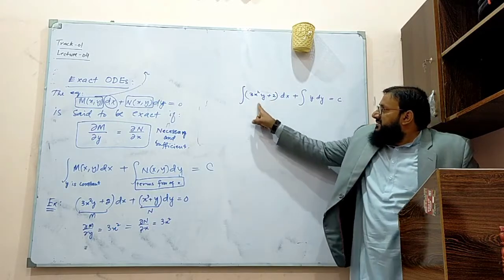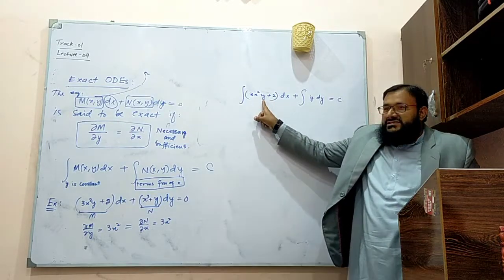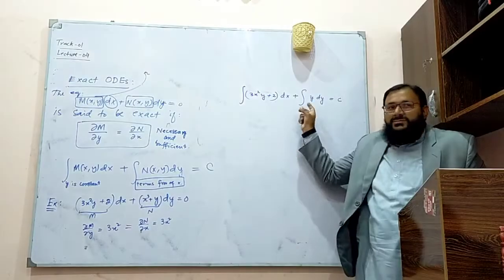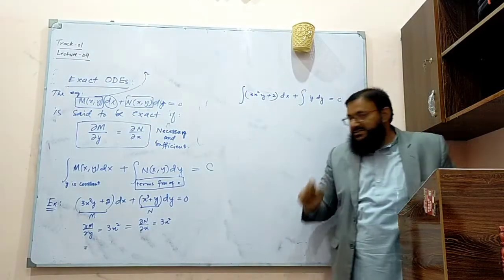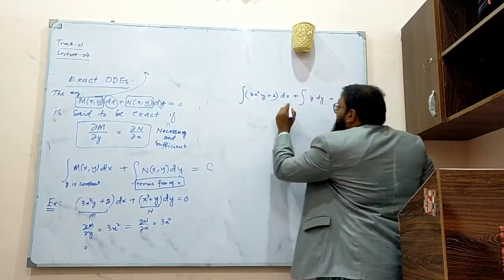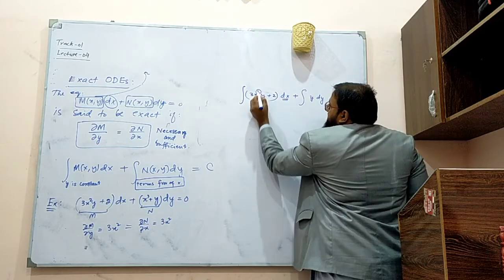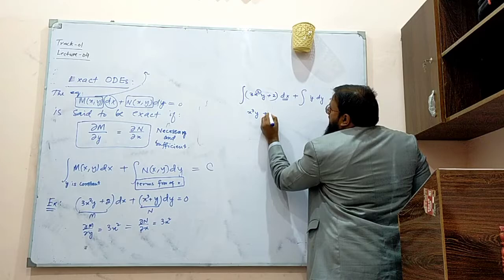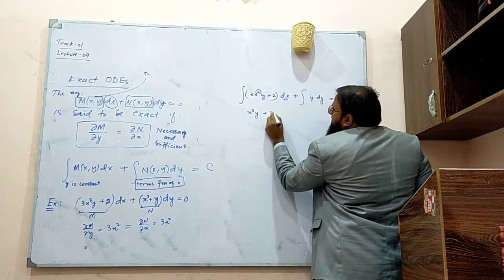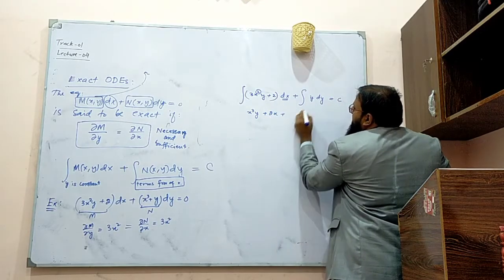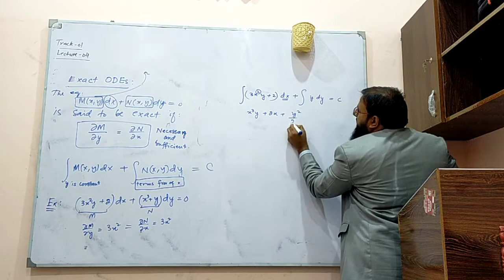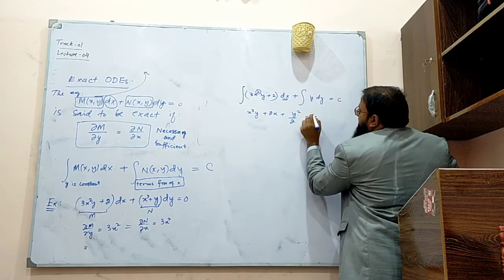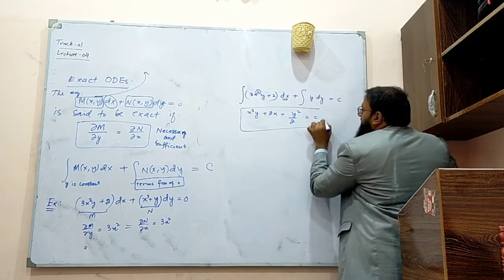You take all the terms, but you treat y as a constant, and you take those terms which do not contain x. So how to solve this? Just integrate with respect to x. x cube y, just add 1 to the power, gives x cube y plus 2x, the integral of a constant. Plus the integral of y is y square by 2, equals C. This is our answer.